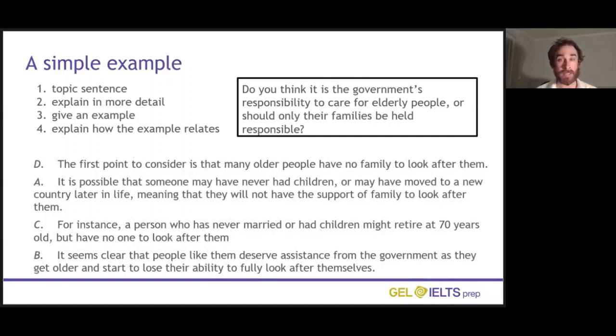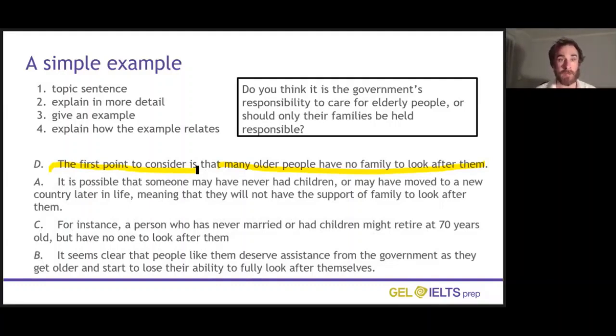D is my topic sentence. So this is stating my point clearly. It says, many older people have no family to look after them. This is clear what I'm going to talk about in this paragraph. I've not developed it yet. I've not explained exactly what this means. It's just stating clearly what my point is. I've started with the phrase, the first point to consider is. This is a good expression to begin your first body paragraph.